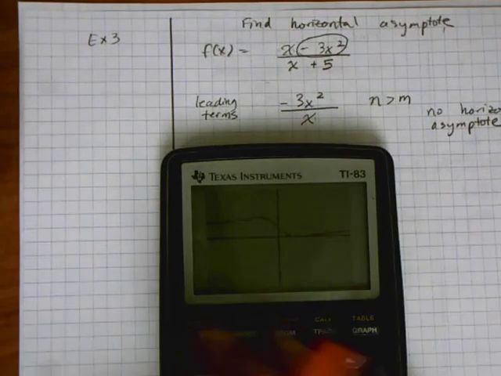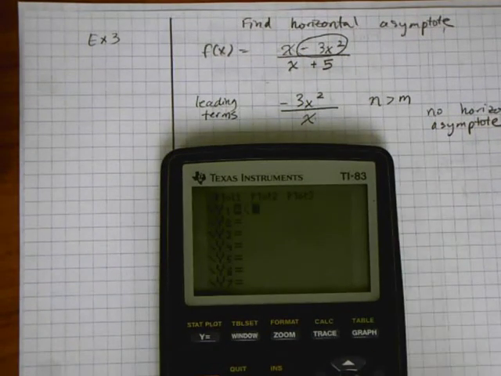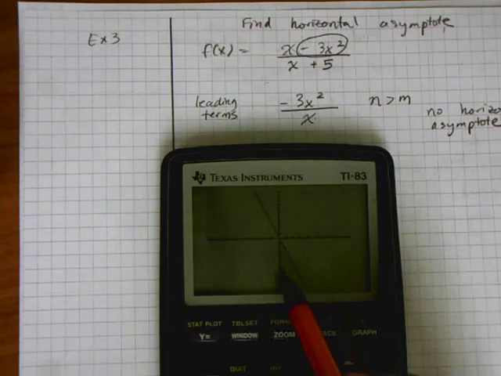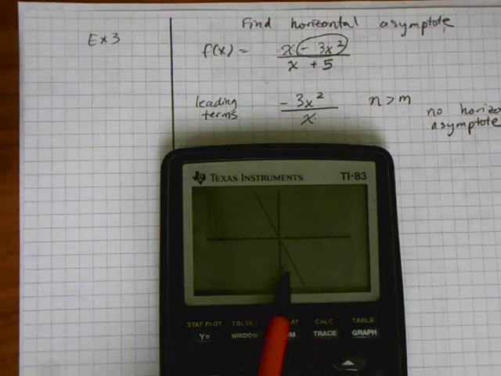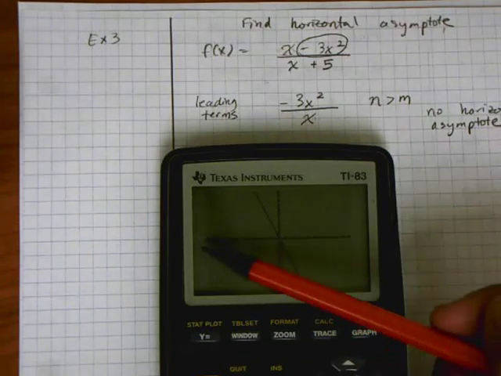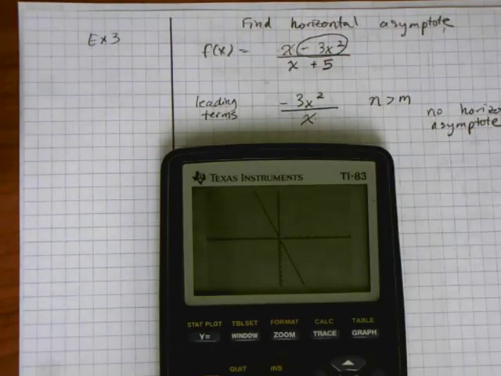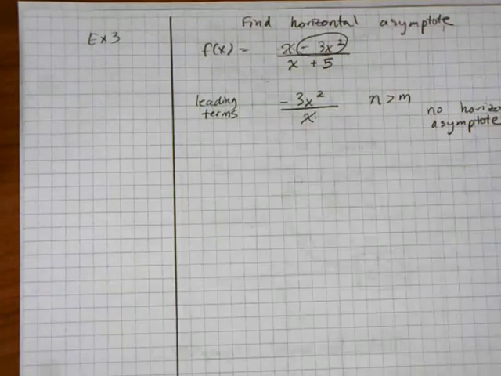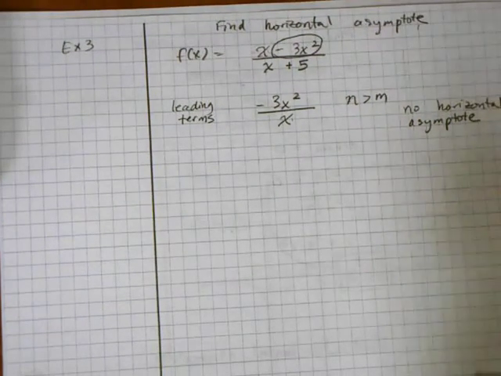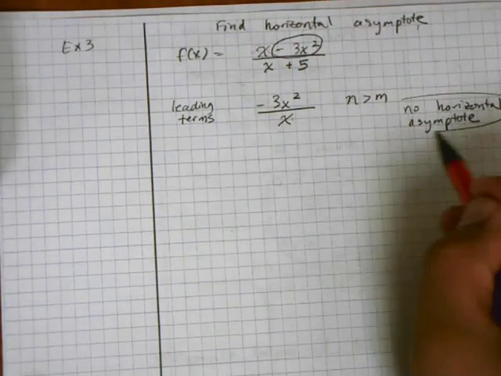And let me show you this on the graph. We cleared out the old graph here. We get negative 3x squared divided by x. Let's graph it. And actually, I'm going to zoom out a little bit so we can see it better. And you can see that this is a straight line. It doesn't approach any particular value. As x gets bigger, y just goes straight down towards negative infinity. As x goes towards negative infinity, y just goes up forever. So it doesn't approach any particular value or any particular line. So in this case, this has no horizontal asymptote.